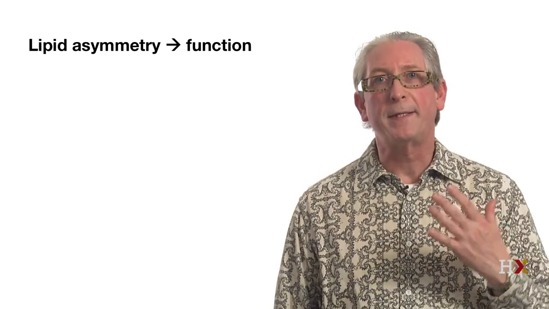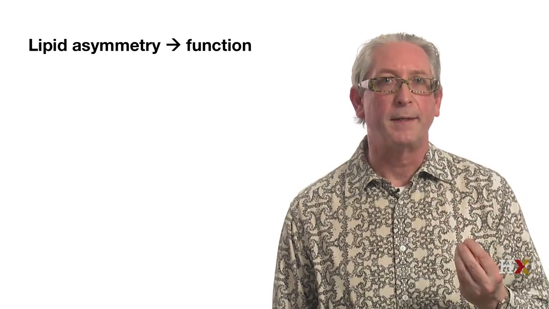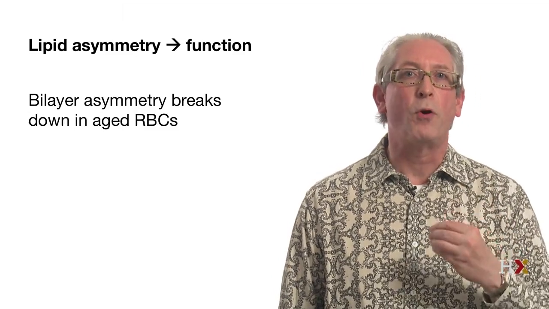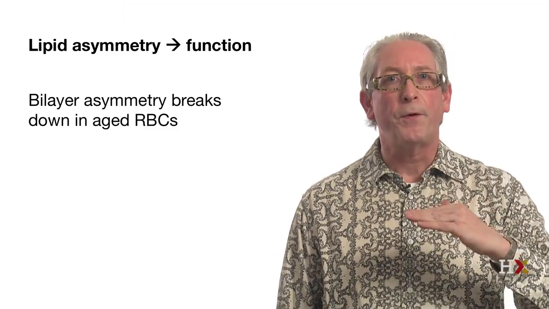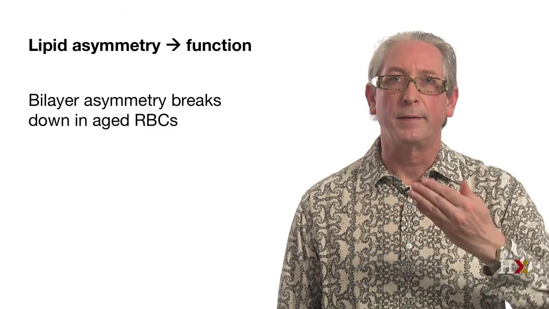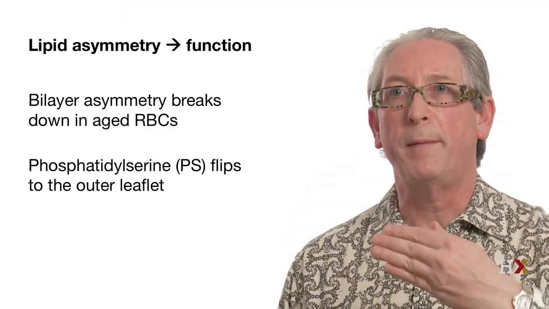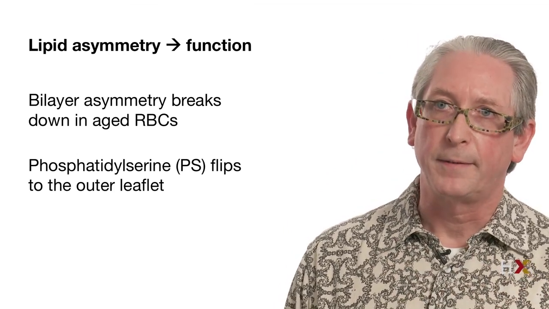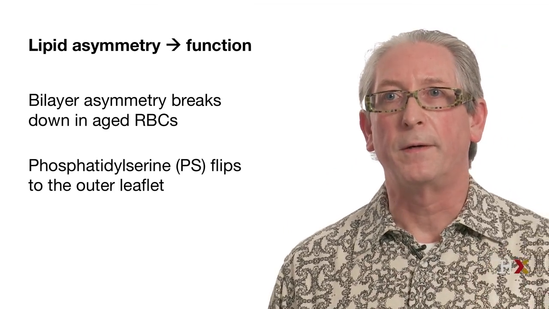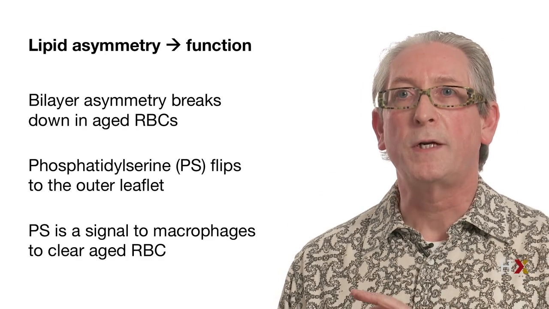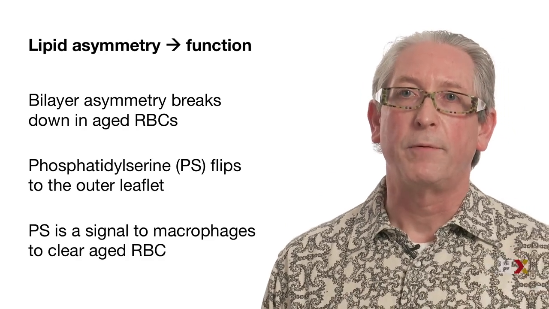We can also see that a change in the distribution of lipids has important physiological consequences. For example, we can see in an aged red blood cell that the asymmetry is broken down. Phosphatidylserine appear at the surface of red blood cells. They become now predominant in the outer leaflet. This is a signal to macrophage to clear out these aged red blood cells.